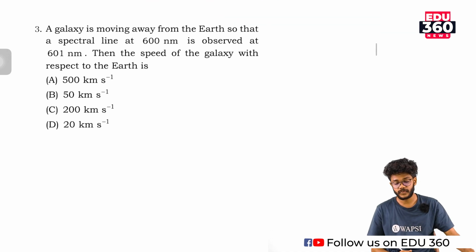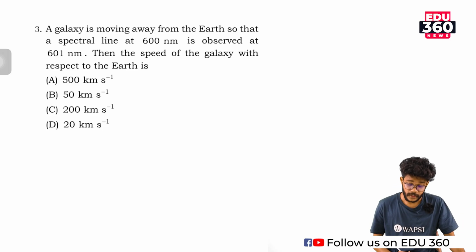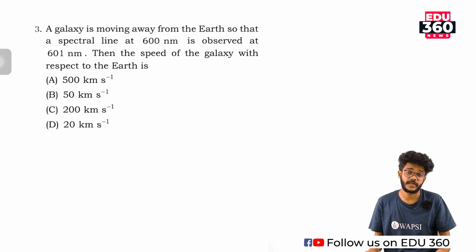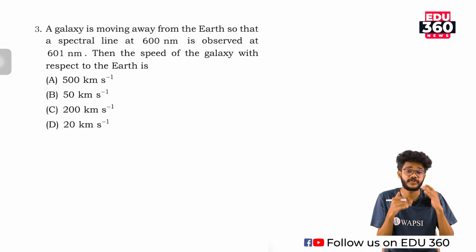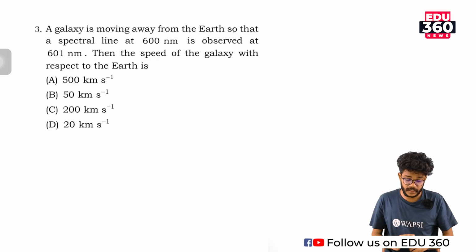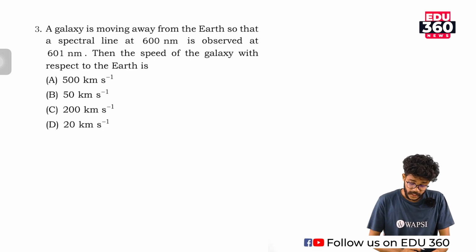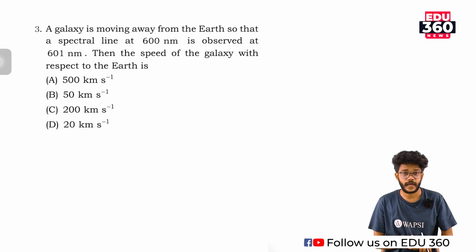A galaxy is moving away from the Earth, so that a spectral line at 600 nanometer, that means the wavelength is 600 nanometer, is observed at 601 nanometer. Okay, so due to the motion, we are observing the 600 nanometer as 601 nanometer. Then the speed of the galaxy with respect to Earth is what we have to calculate.